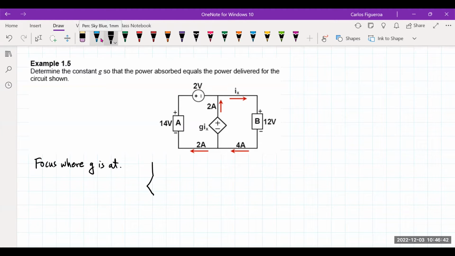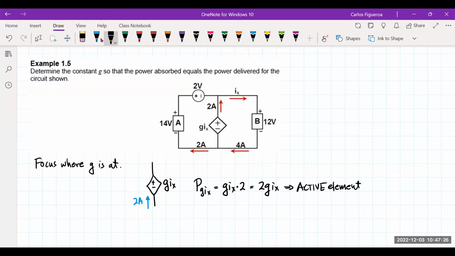So I have a dependent source, G I of X, and you could see that the current flowing in this branch here is 2 amps. So when I look at the power of GIX, it has to be the voltage GIX times the current 2, so it's going to be 2GIX. And according to the current convention, this tells me that it's an active element or an active source.